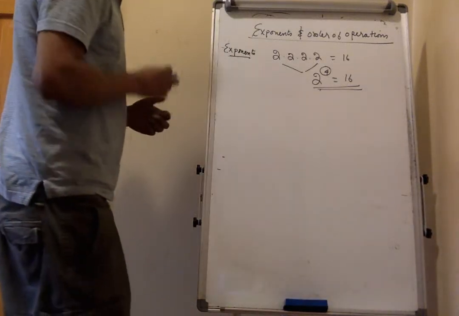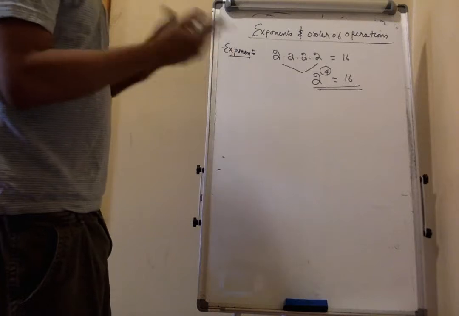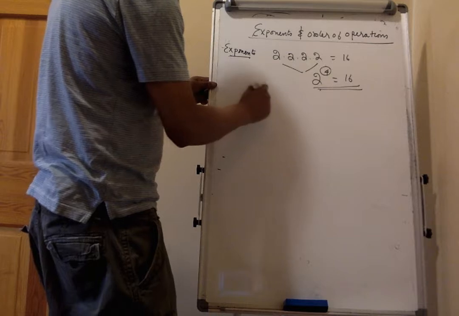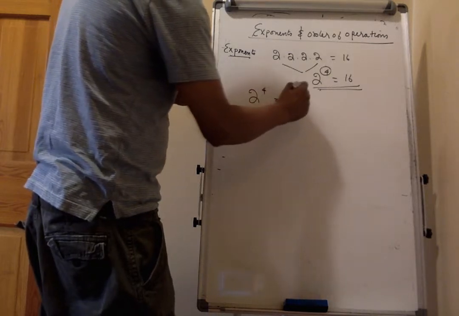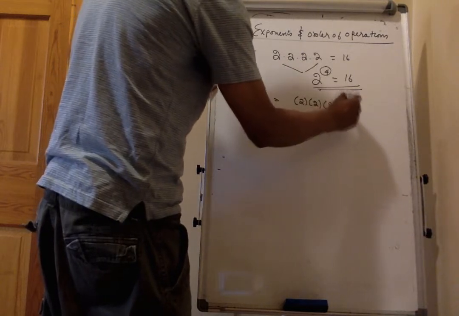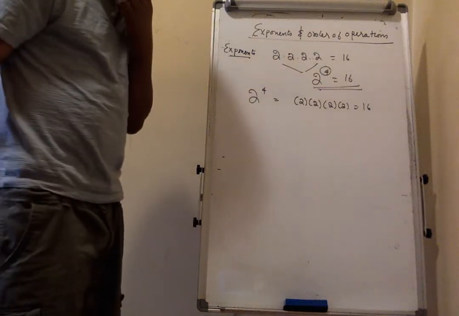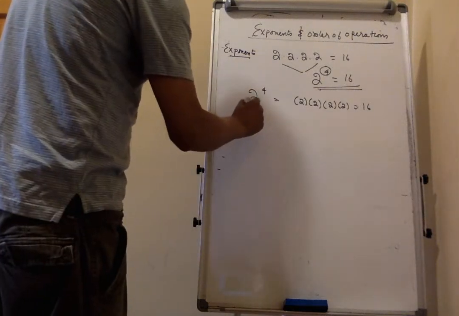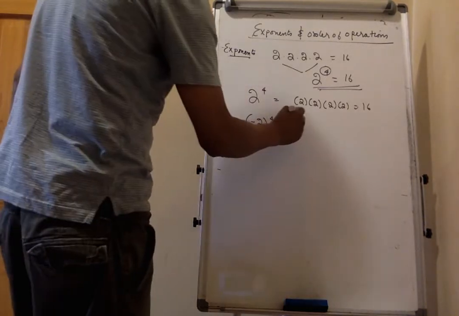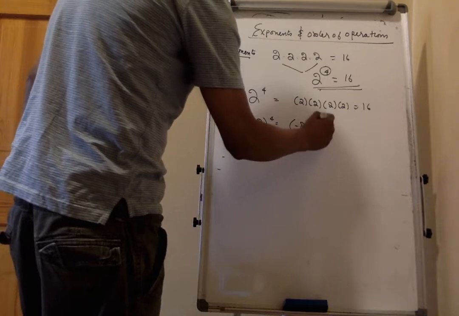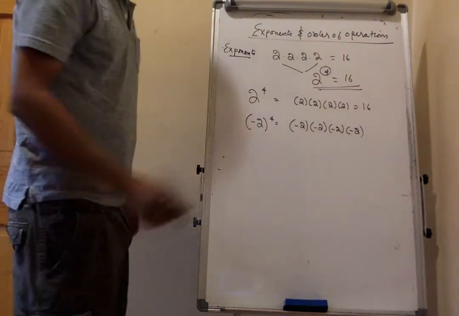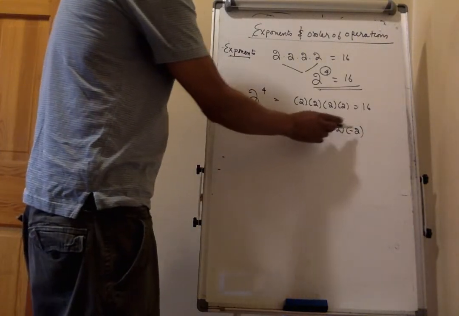Okay, so just some basic ideas. For instance, if I say now 2 to the 4th is 2 times 2 times 2 times 2, which is going to give us 16, right? And then you can also have negative 2 to the 4th. And let's see what we can come up with. This is negative 2, negative 2, negative 2, and negative 2. And you know, 2 times 2 times 2 times 2 is 16.